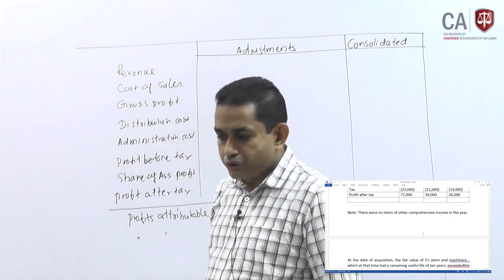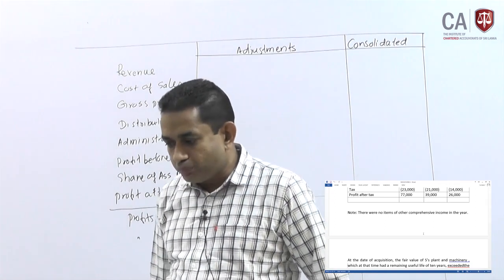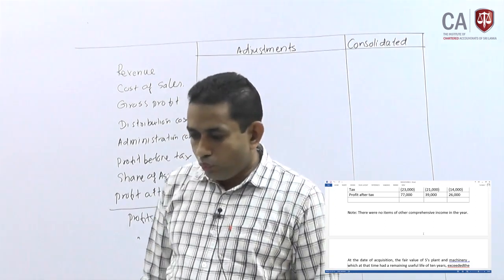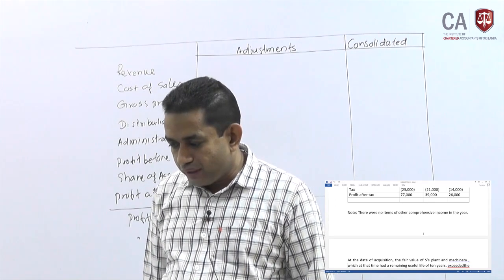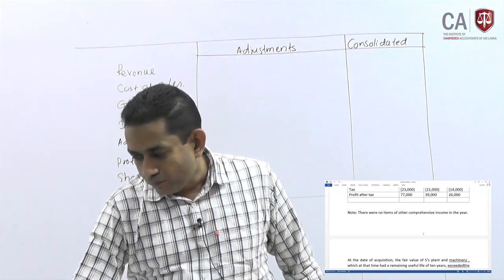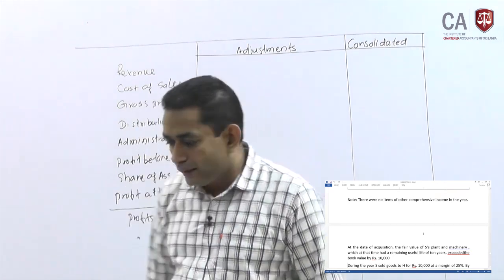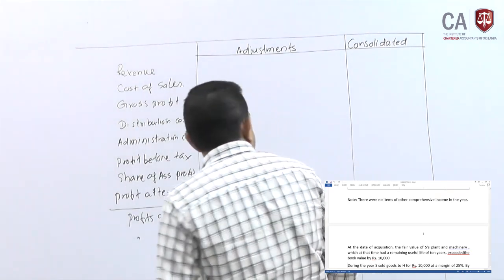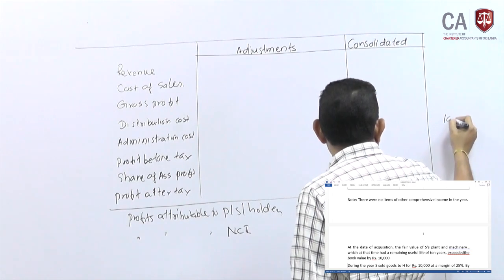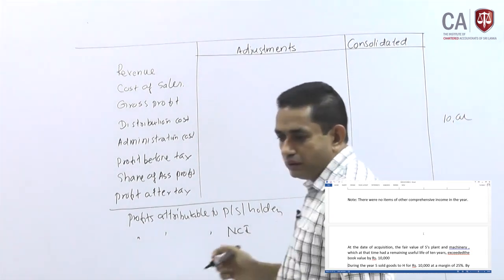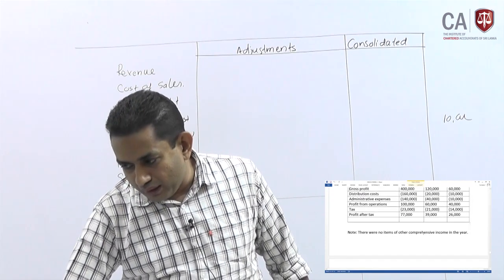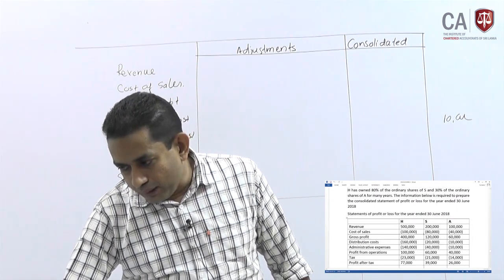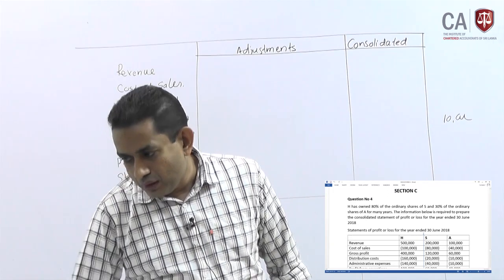At the date of acquisition, the fair value of S's plant and machinery, which at the time had a remaining useful life of 10 years, exceeded the book value by 10,000. So, you should recognize extra depreciation arising on this fair value adjustment. Let us see the acquisition date and the reporting date.